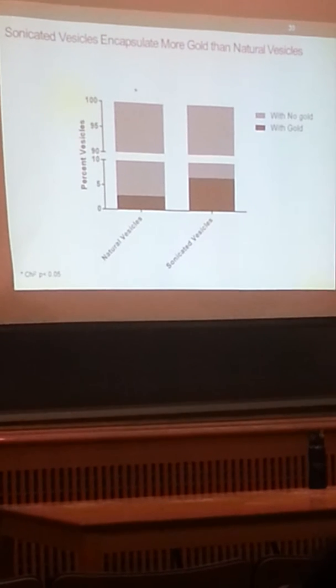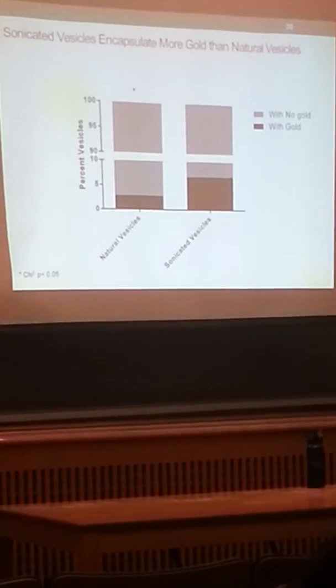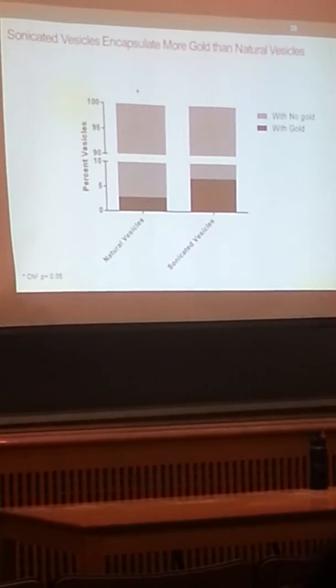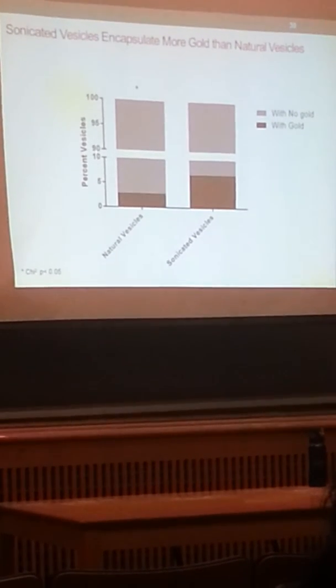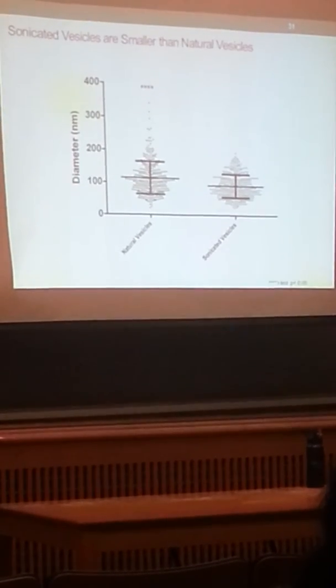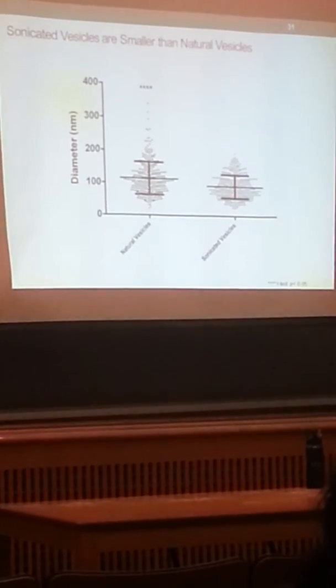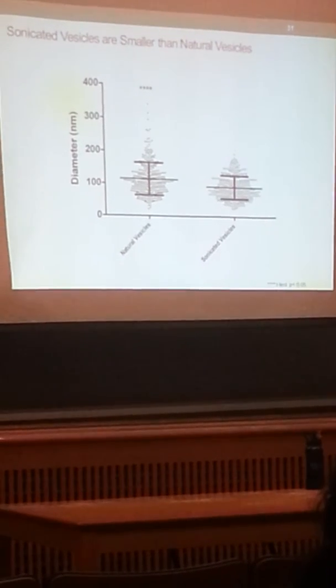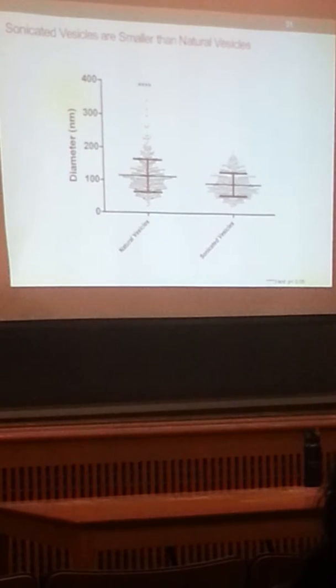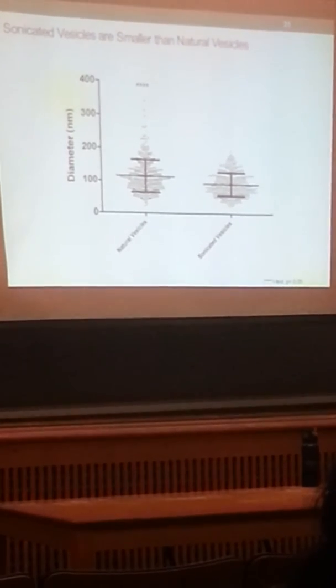So I have this information, but what else can I look at about the vesicles from these two different preparations? One thing would be to look at the diameters. Since I'm disrupting vesicles, and they're coming back together, potentially are they different from the natural vesicles? After measuring a lot of diameters, I found that, as you can see here, natural vesicles have a very large range of their size. It has a median around 125-ish.